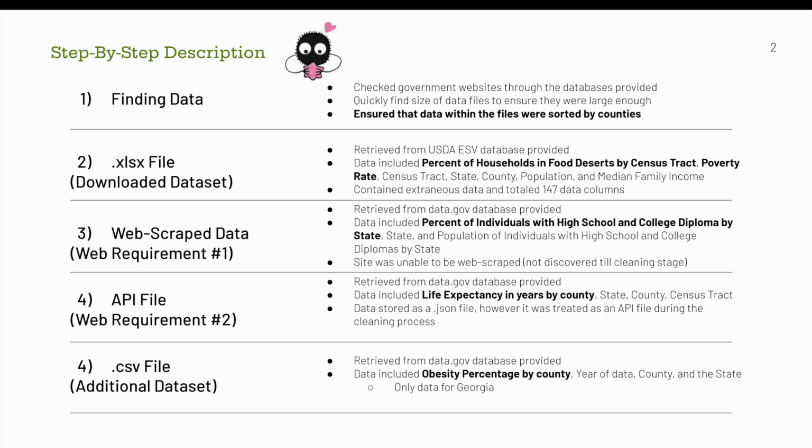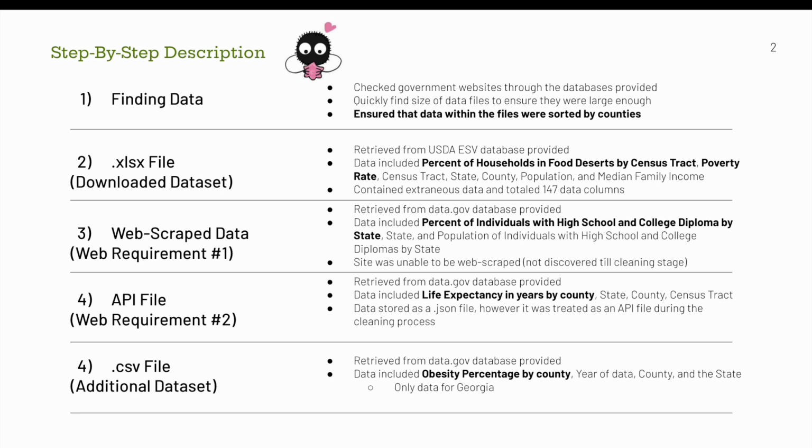And now for our web requirement number 2, which was the API file, it was retrieved from the same database, and most importantly, it had the data of life expectancy in years by county. Again, sorted by counties, and the data was stored as a JSON file, but it was treated as an API file during the cleaning process.